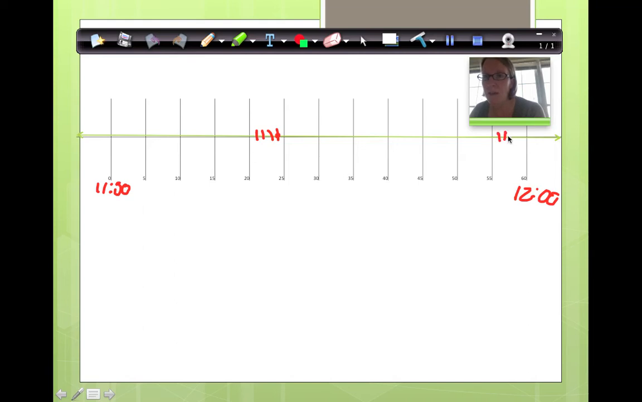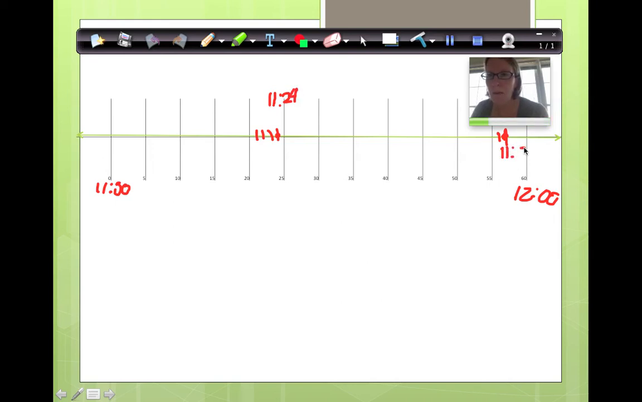I wonder how much time there is between 11:24 and 11:57. Let's write this right here. Oh my goodness, try it again with my writing. I'll get used to it, don't worry. First time for everything, right? 11:24. And this was 11:57. How much time is in between?